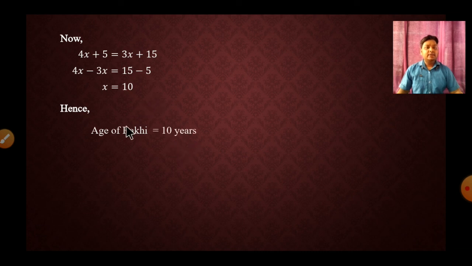And what will be the age of Rakhi's mother? We will put the value. It is 4x. Present age we have to find. So 4 into 10, that is 40 years. So present age of Rakhi will be 10 years, and age of Rakhi's mother will be 4 into 10, that is 40 years.